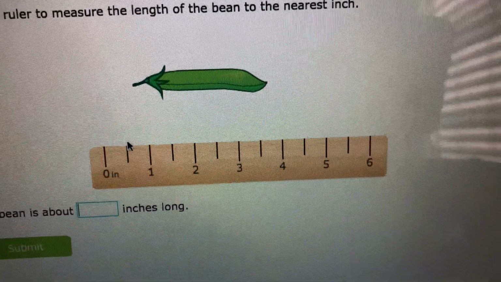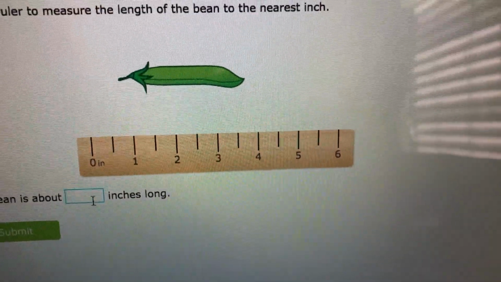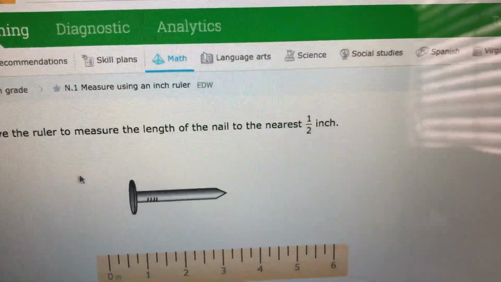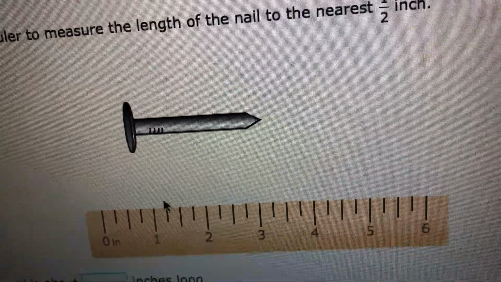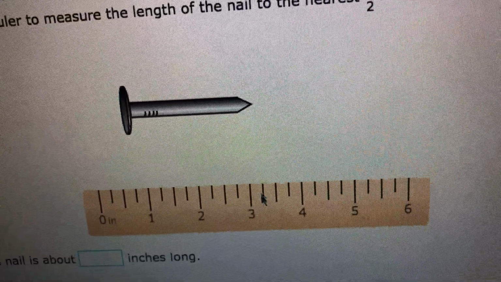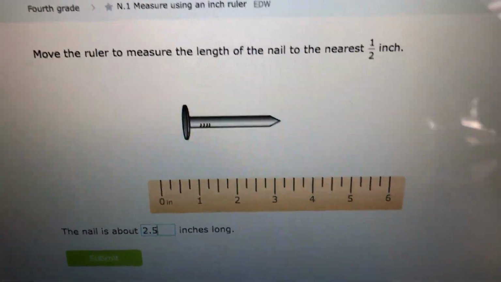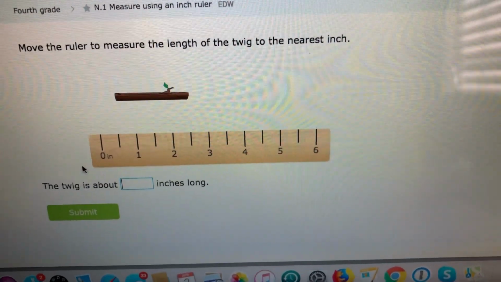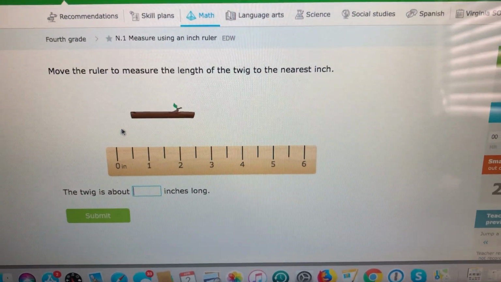This one also starts at 1/2 inch. That's 1 inch. That's 2 inches. That's 3 inches. Notice this one starts at 1/2 inch as well. 1/2 inch, 1 inch, 1.5, 2 inches. It stops at 3, so that's 2.5 inches. Remember, 1/2 as a decimal is 0.5. All right, 1/4 as a decimal is 0.25, and 3/4 as a decimal is 0.75.